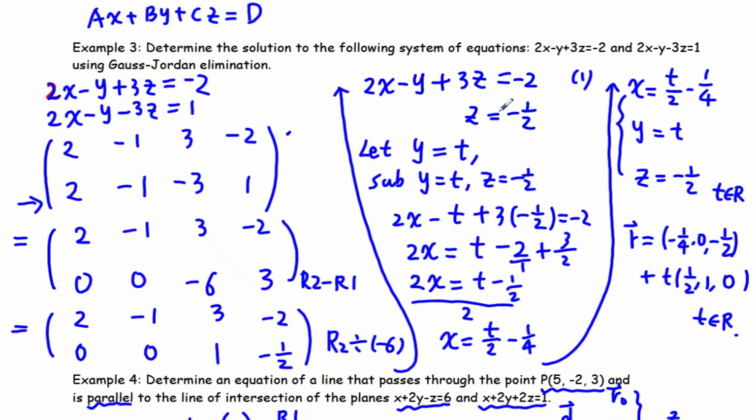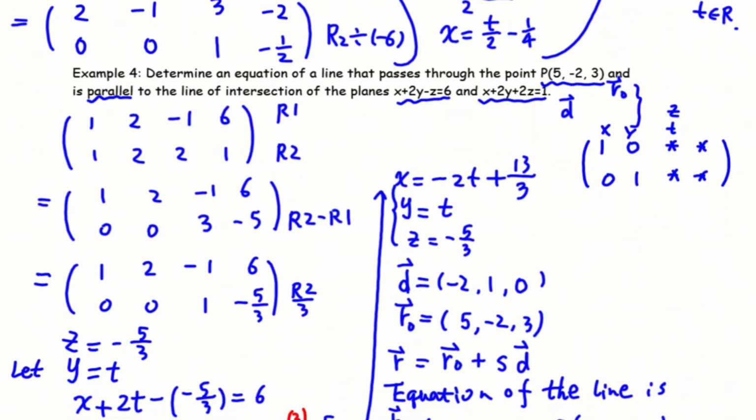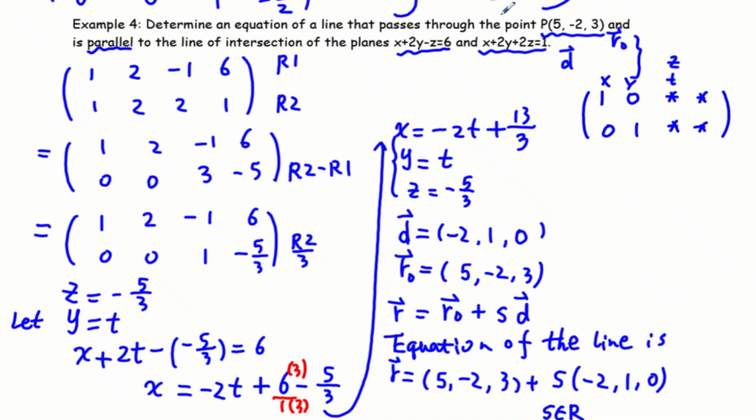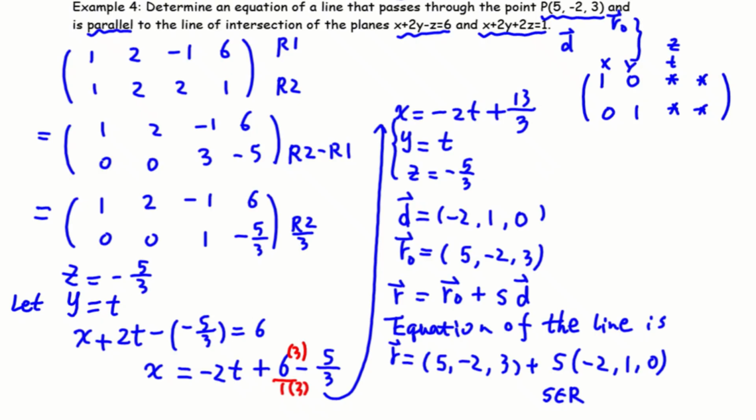And if that is a constant, we let y equal t. Then we solve for x in terms of t. Then we have x in terms of t, y equals t, and z is a constant. And if it asks you for a line that passes through a point and is parallel to the line of intersection, we solve for the line. Then from the parametric equation, the numbers in front of t are the direction vector. Then combine with r0 and d to write the equation of the line out. So thanks for watching.